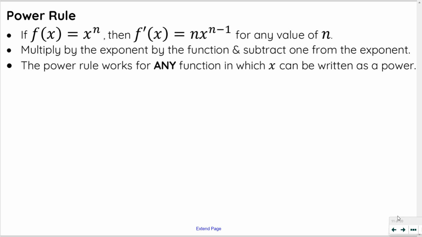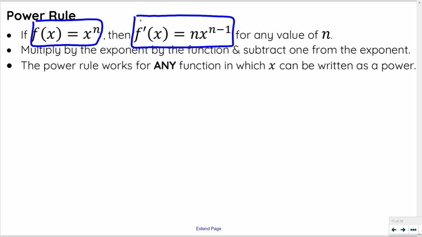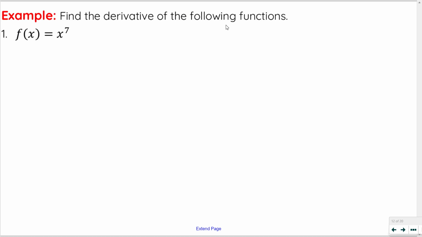So let's get started. In our last video, we looked at given f of x is equal to x to the exponent of n, so any power at all, we can find the derivative by bringing that exponent down and raising it to 1 less than the original exponent. So what I'm going to do now is use a whole bunch of examples applying this power rule. Okay, so here we go.